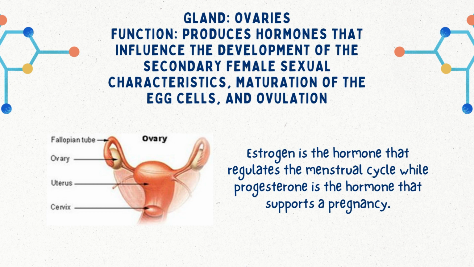For females, we also have the gland ovary. Its main function is to produce hormones that influence the development of female secondary sexual characteristics, maturation of the egg cells, and ovulation. Estrogen, as a hormone, is used to regulate the menstrual cycle, while progesterone, being released by the ovary, is a hormone that is used to support pregnancy. So therefore, estrogen for men is possible, and progesterone prepares the body for pregnancy and birth.